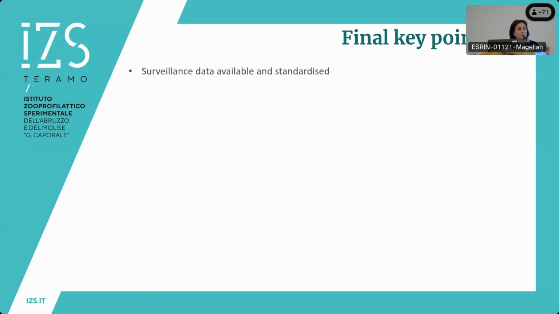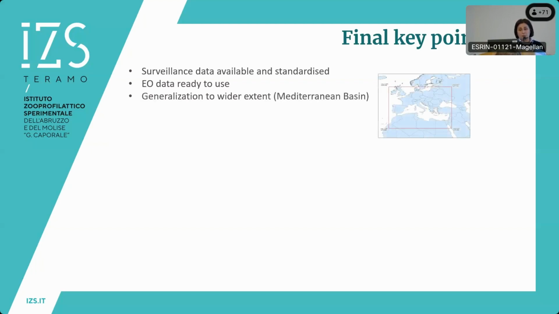So the idea is what we need. We need definitely some surveillance data that are available and standardized. This is true for Italy because it was a long process lasting for years, and we managed to have a unique surveillance plan with public health data and veterinary data. The best would be to have Earth observation data ready to use, which we know is quite difficult. So this means that we need, when we develop some system, specific skills and specific expertise in these fields.